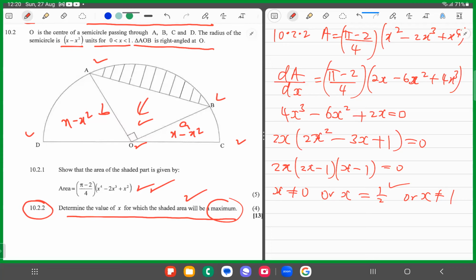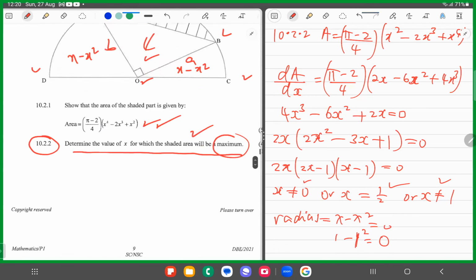Well, the reason that we remove these is because you can see that the radius is x minus x squared. The radius has the length x minus x squared. So if you put 0 there, you're going to have a radius of 0. That's why this one is out. But also this one is going to be 1 minus 1 squared, and then 1 minus 1 is 0. So it doesn't work. So the only x value that works is x equal to 1/2.